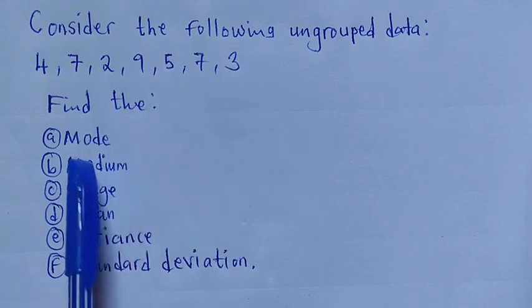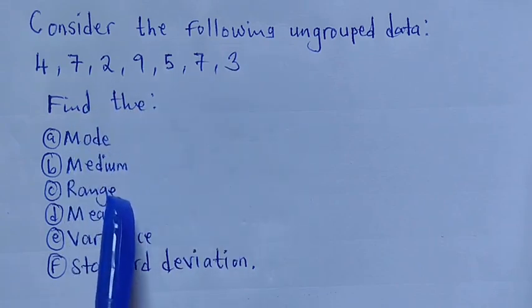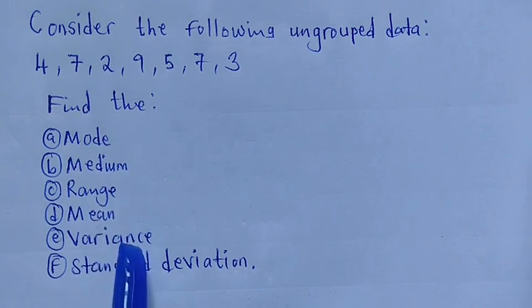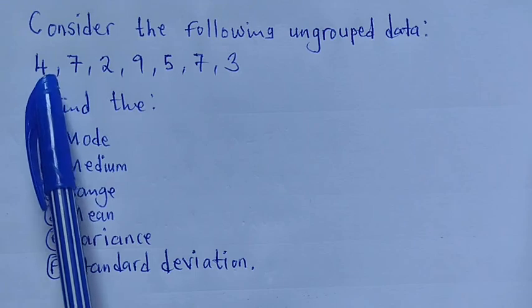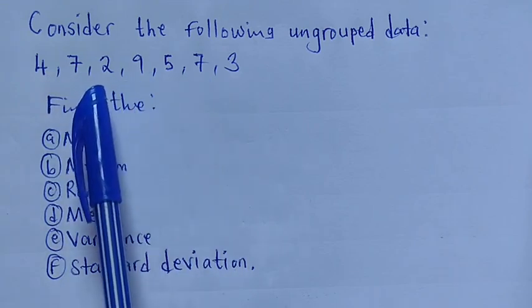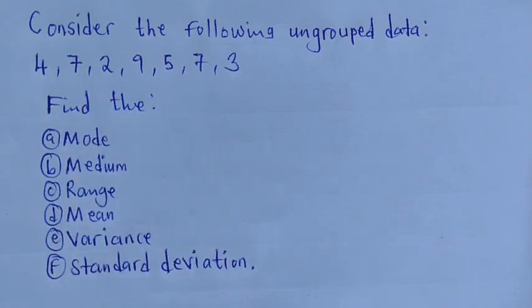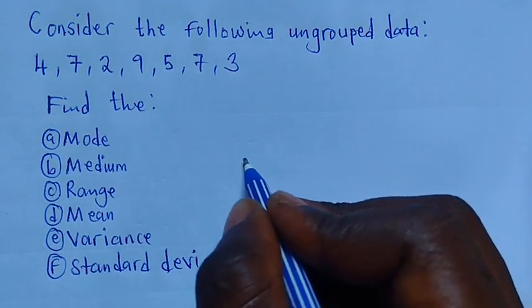We need to find the mode, the median, the range, the mean, the variance, and the standard deviation. Here we are going to first start with rearranging the data values that you have been given. We arrange them in order from the smallest to the biggest. So we are going to rearrange them like this.